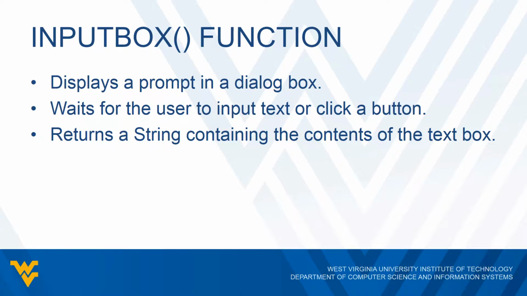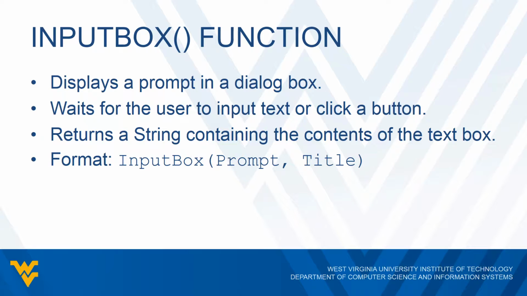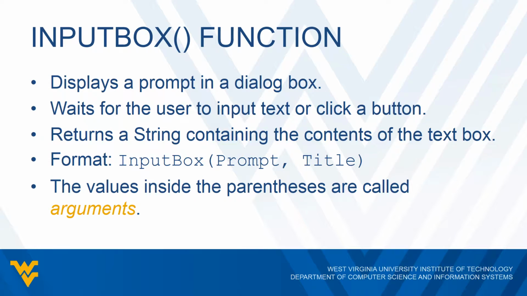The format of this function is pretty straightforward. We have InputBox, which is the name of the function, a pair of parentheses, and then a prompt and a title. These values are what we call arguments. They get passed to the function. The prompt is some string that contains the prompt of our input. The idea is that we want to tell the user what to enter. If we didn't have a prompt, the user just sees this blank text box and goes, what do I put here? So we do want to include a string that tells the user what to enter.